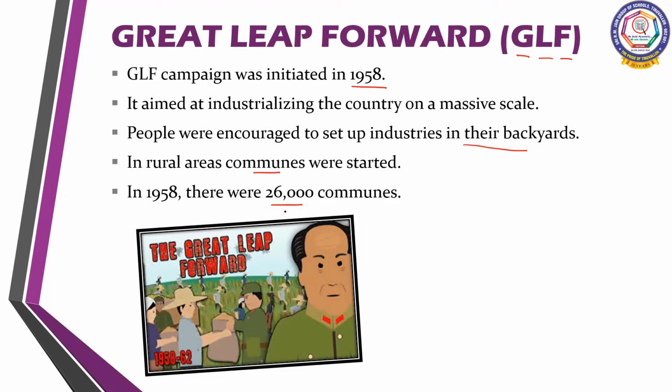The Great Leap Forward program faced many problems. A severe drought occurred in China and 30 million people died. The conflict with Russia also affected the industrialization process in China.